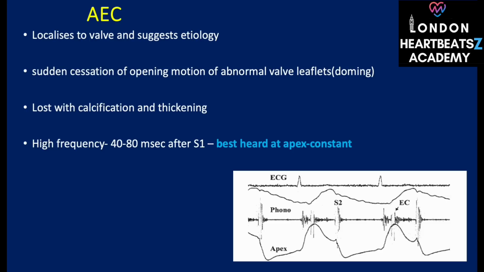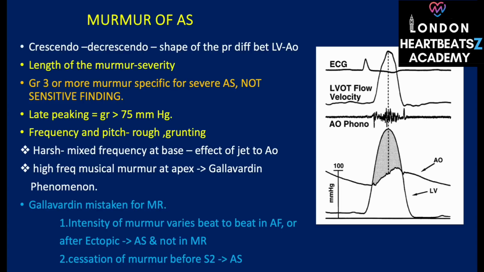How so? Aortic stenosis murmurs tend to be rough and harsh, sometimes described as grunting. Not a pretty sound. What about the Gallavardin phenomenon? Yes. The Gallavardin phenomenon is when the murmur has a high-pitched, almost musical quality and is heard best at the apex of the heart. Interesting. It can be mistaken for the murmur of mitral regurgitation.